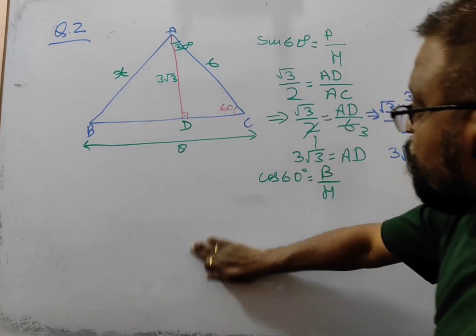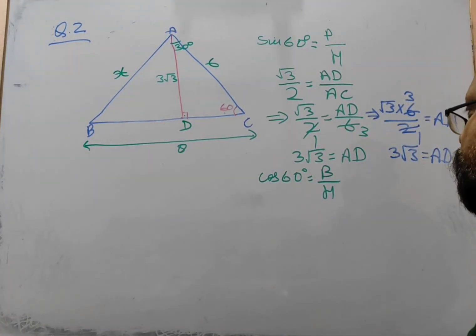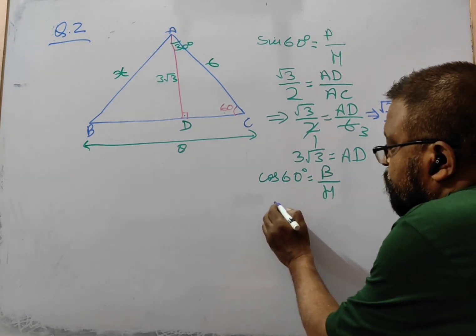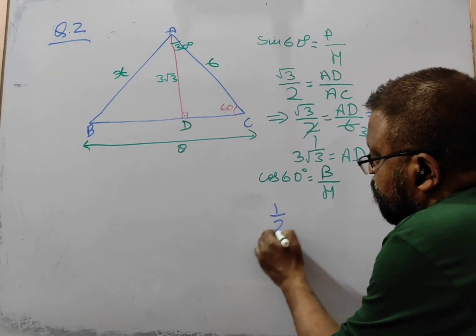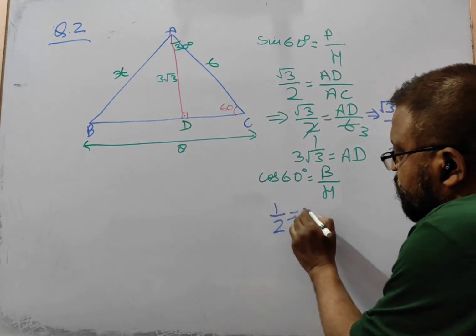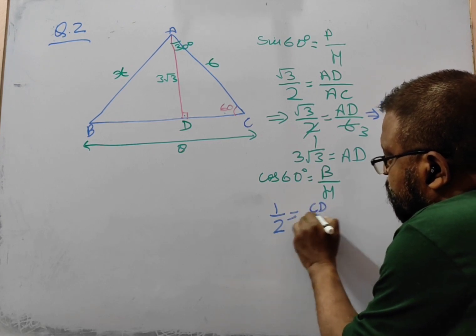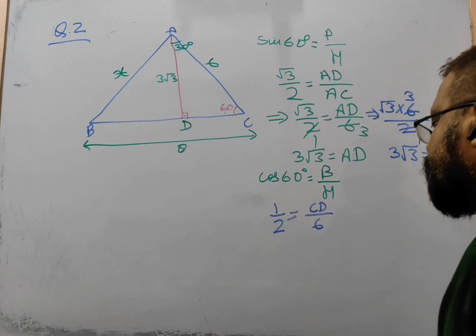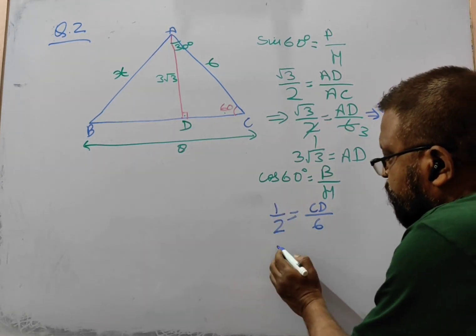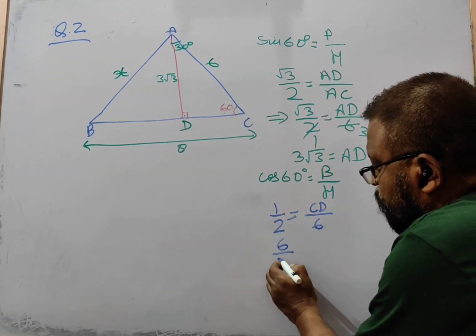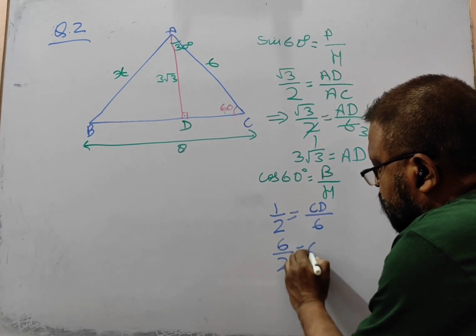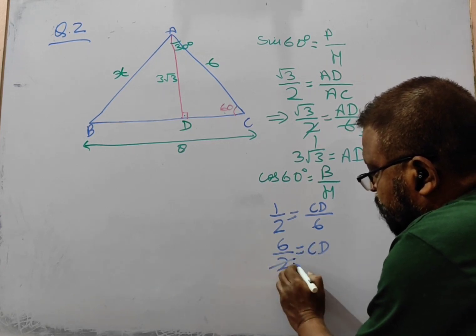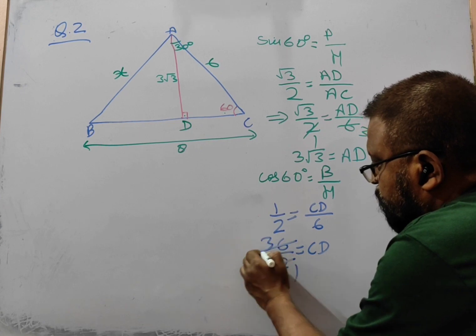Now we go to cos 60. Cos 60 is 1 by 2. So 1 by 2 is equal to base, which is CD, upon hypotenuse, which is 6, right? So this will go on this side. So 6 upon 2 is equal to CD. So 2 1 ja, 2 3 ja.